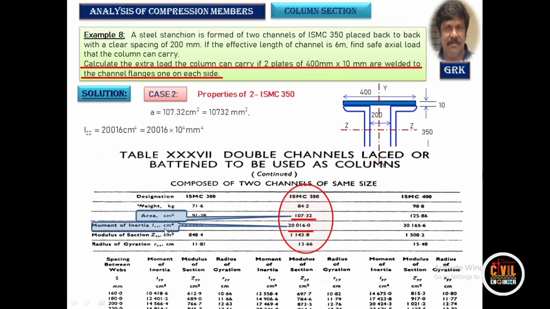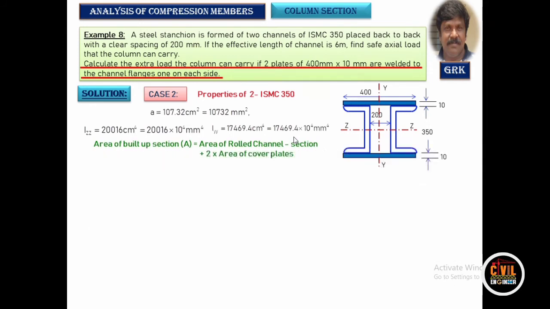Moment of inertia about ZZ axis for this built up column ISMC 350 is 20016 for ZZ axis, and for YY axis, which is placed at 200 mm apart, you are going to get here 17,469.4 mm to the power of 4. The total area is equal to the area of the two rolled channel sections and the areas of the two cover plates.